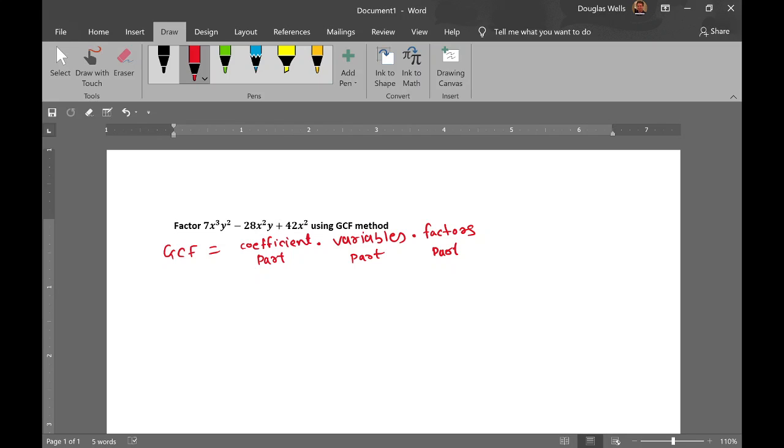So in our particular case, look at the coefficient part. That means the number part for each term. So first term we have 7, second term we have negative 28, third term we have 42. Which number is common and largest in all three terms? That number is nothing but 7, because 7 times 1 is 7, 7 times negative 4 is negative 28, and 7 times 6 is 42. So our GCF for the coefficient part is 7. We will write that here as 7.